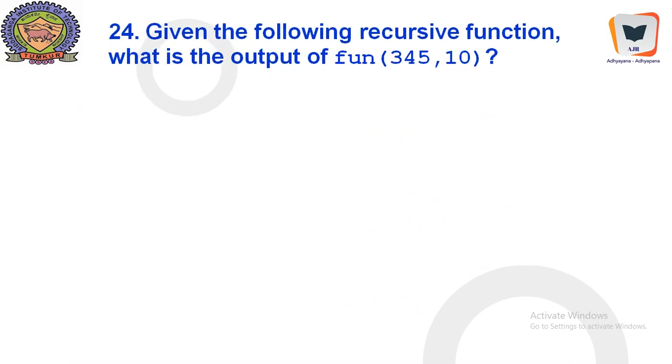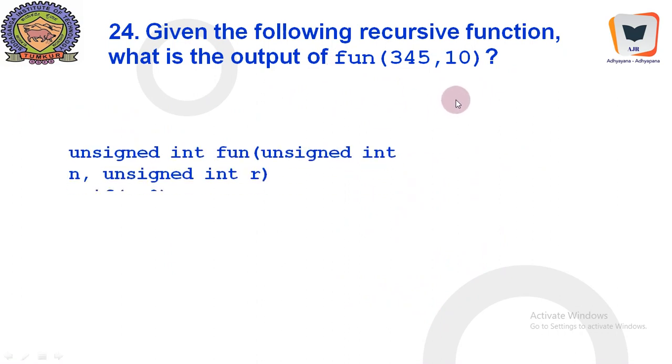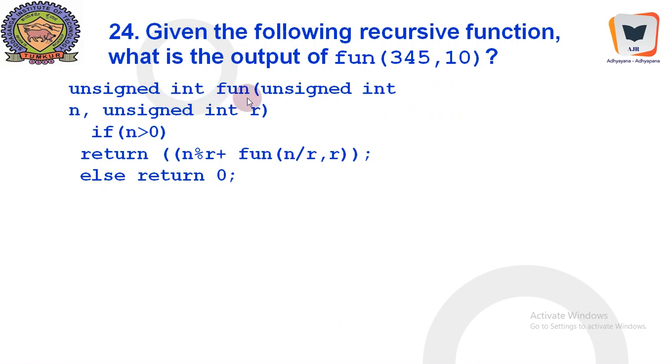So given the following recursive function, what is the output of function 345, comma 10? Let us see the function first. Unsigned integer function, unsigned integer n and unsigned integer r. If n is greater than 0, n is here 345. Surely it is greater than 0. So then return n mod r, r is 10. Okay, 345 mod 10 will take out 5. The remainder is 5 because the 3 part is divisible by 10. So remainder will become 5.